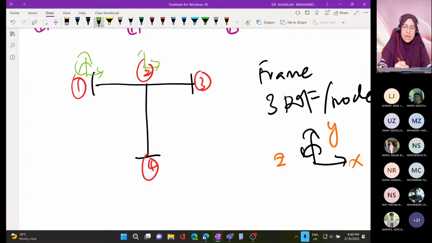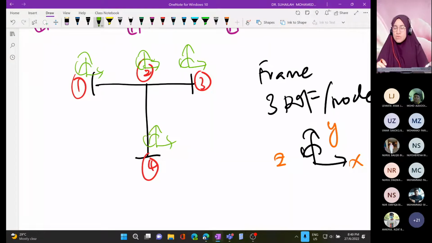Another 3 at node number 2, another 3 at node number 3, another 3 at node number 4. So in total, we have 12 degrees of freedom for the frame, because this frame has 4 nodes. 4 times 3 is equivalent to 12.